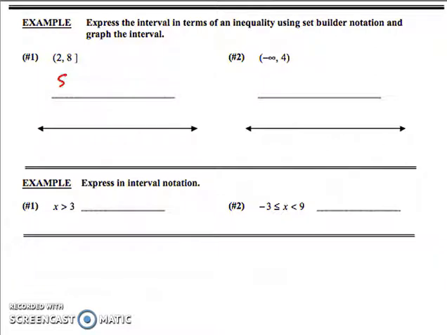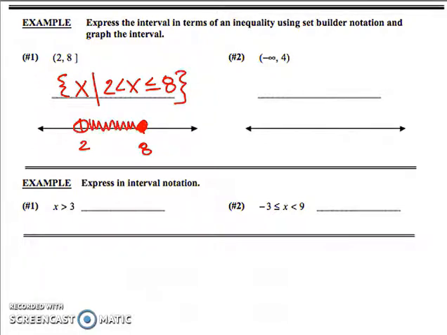If I'm going to use set-builder notation, I'm going to say we're talking about some variable. You could call it anything you want, but we'll call it x, such that 2 is less than x, which is less than or equal to 8. If we were going to graph this on a number line, we'd need a 2 and an 8. 2 is not included, so that's an open circle. 8 is included, so that's closed. And we're talking about all the values that live in between.